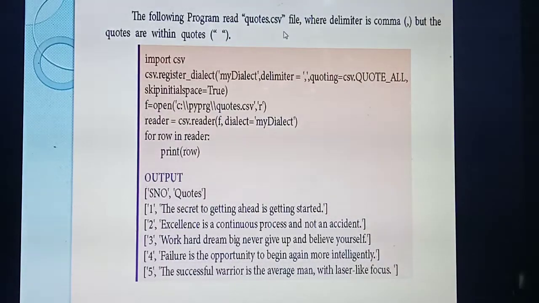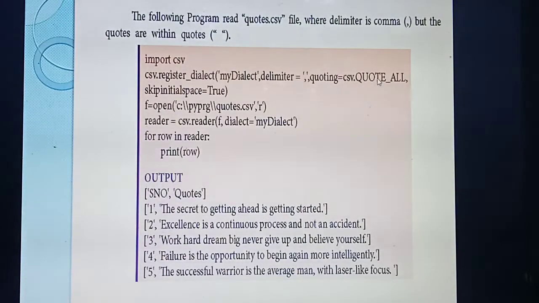Now we are going to remove the double quotes from the file. What's the first step? Import csv. Then what's the next step? csv.register_dialect, the same thing only. You already studied it. Then my dialect, delimiter comma. Here there are only some changes. In the last program, you were skipping some space, so you gave skipinitialspace equal to True. But here you are going to remove the quotes, so for that you give quoting equal to csv.QUOTE_ALL.